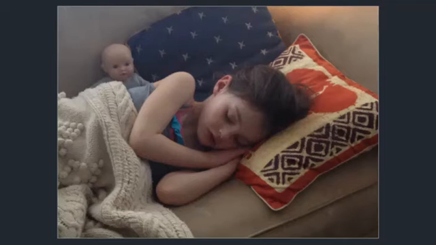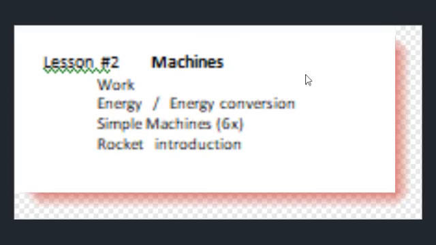Let's look at what we're going to talk about in the next lecture. This is the next lecture, and we're going to talk about work. What is work? How do you measure that? We're going to talk about the energy and energy conversions and how we can take energy like the heat from that stove and convert it into some other part of energy like steam power. We're going to talk about simple machines, which should be a lot of fun. There's a lot of machines that you use all the time that are simple machines, and I might just introduce a rocket while we're there as well.